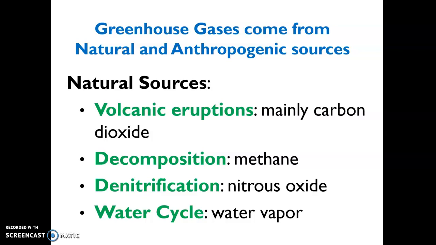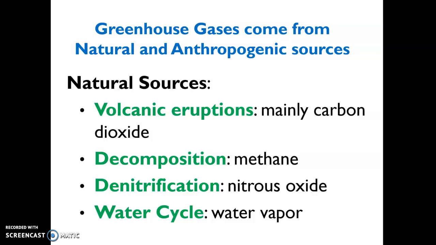Okay, decomposition is also a source of the greenhouse gas methane. So whenever you have areas such as wetlands that don't have a lot of oxygen, and there are bacteria which break down the organic matter that died in this area, in this wetland, then methane will be released.